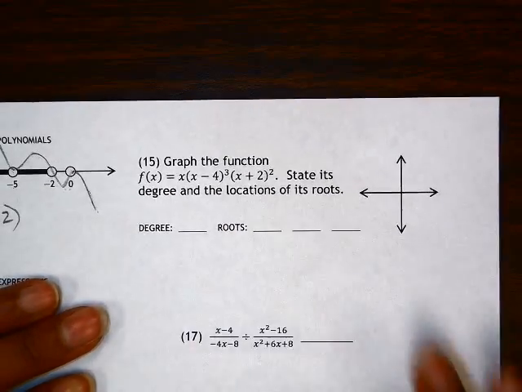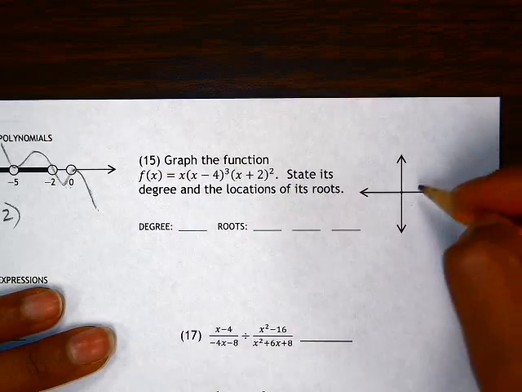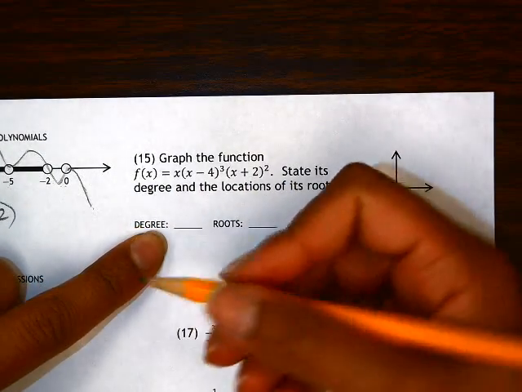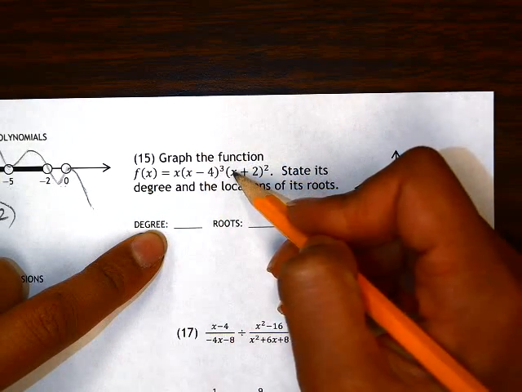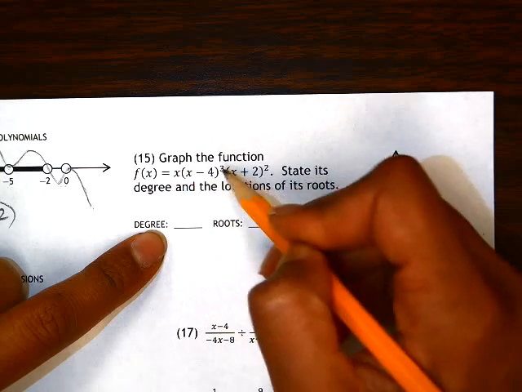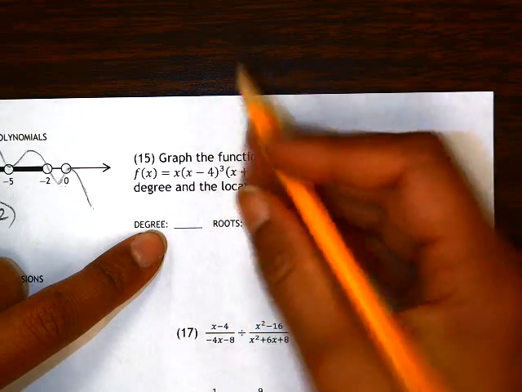In number 15, we're given a function and we need to graph the function. The degree we determine by adding up the exponents of the x's. So we have squared, cubed, and to the first. So 3 plus 2 plus 1 is 6.